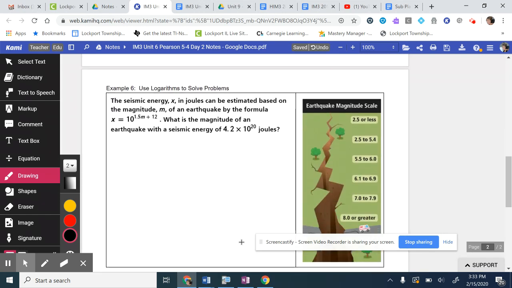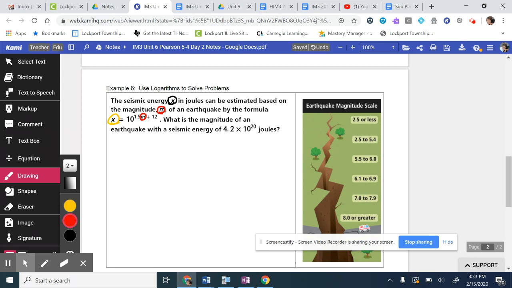All right. One more problem we want to look at today is using logs and exponents to solve equations that model real-world situations. So we're back to that magnitude problem that we had the other day with Taylor and Chen. And we've got our seismic energy X measured in joules can be estimated based on a magnitude of M.